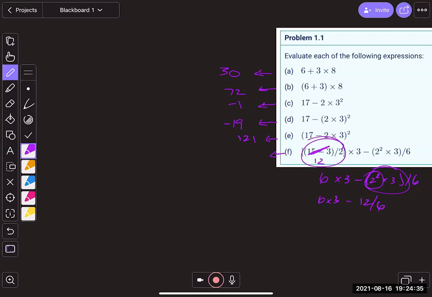Six times 3. So 6 times 3 is going to be the first multiplication or division that we see here. So we do that. That gets us 18 minus, and then from here, I'm assuming you're going to want to do that 12 over 6, right? So then that gets you 2 for a final answer of 16. Yep, that's exactly it.